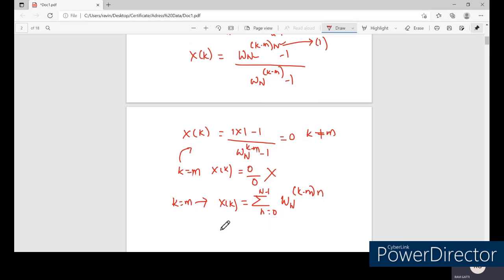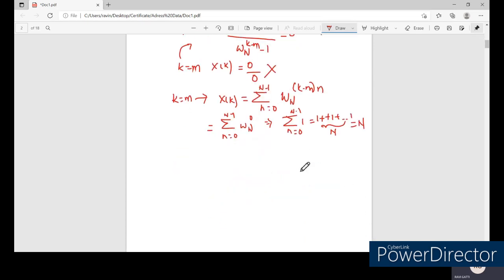So what will be this expression? When I substitute k is equal to m, omega N to the power of 0, 0 into n, we'll be getting 1. So therefore you'll be left with the summation, n is equal to 0 to N minus 1, omega N to the power of 0, that is nothing but the summation n is equal to 0 to N minus 1 of 1. So if you go on, you'll be getting 1 plus 1 plus 1 up to 1. So how many ones will there be? You'll be getting N ones, therefore the answer is equal to N.